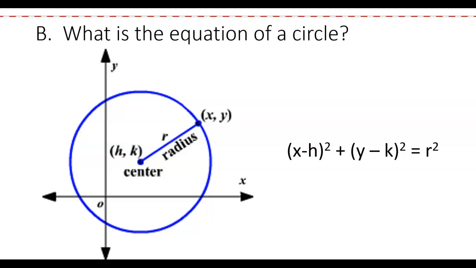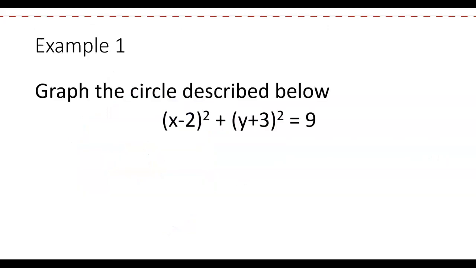The equation of a circle looks like this. Okay, so H and K represent the center. R represents the radius. X and Y represent any of the points that are on the outside of the circle there. Okay, so that's what the equation of a circle looks like. So let's go ahead and take a look at our first example here.